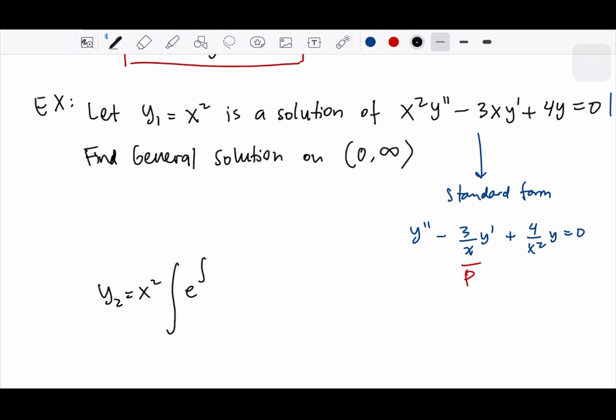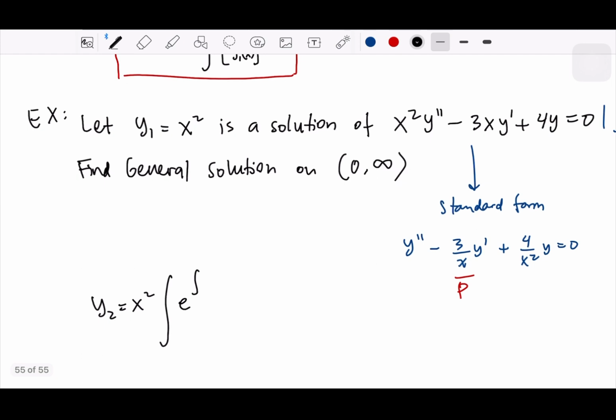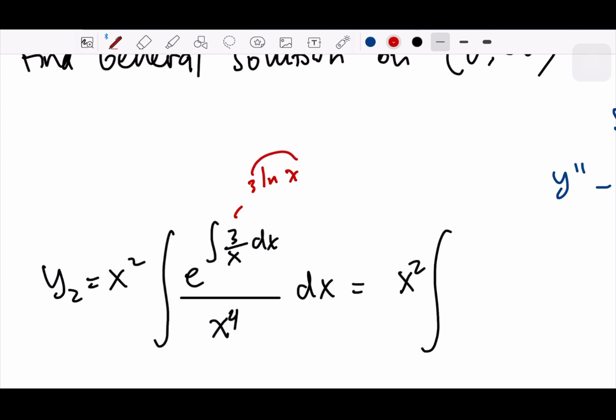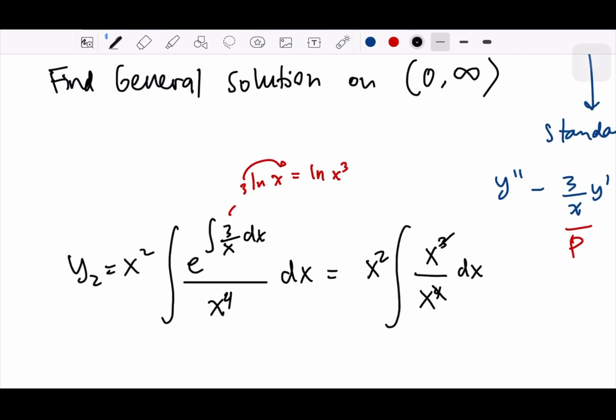So we are going to have y2 is x squared integral e to the integral, this will be minus, so minus is plus, 3 over x dx, and then x squared squared becomes x to the power of 4. This will be 3 ln x, which is ln x cubed, and e to the power of ln x cubed becomes x cubed, so we have x cubed over x to the power 4 dx. So we have the integral of 1 over x, which is ln x. Since the interval is positive, we can just make it ln x, no need to take the absolute value. So we take x squared ln x.